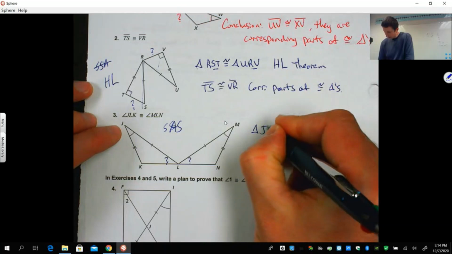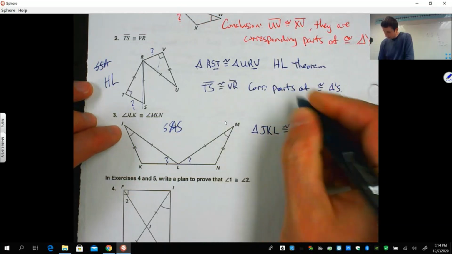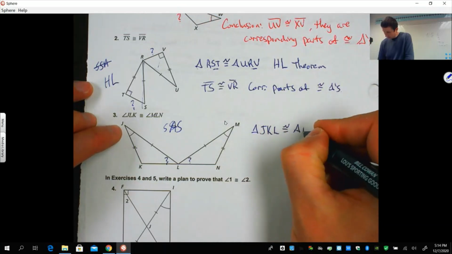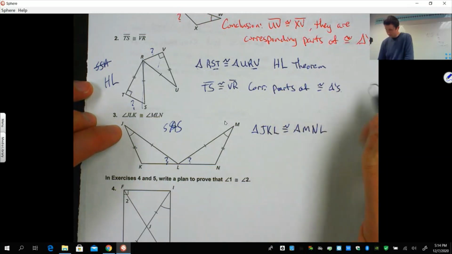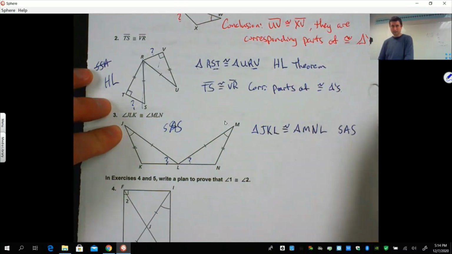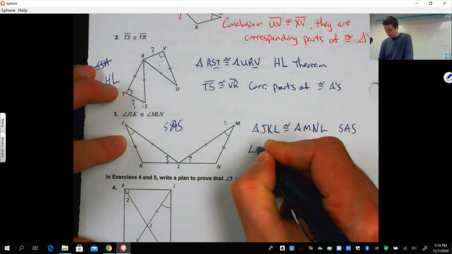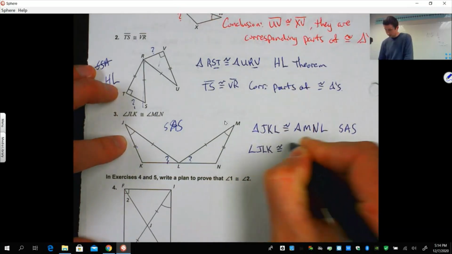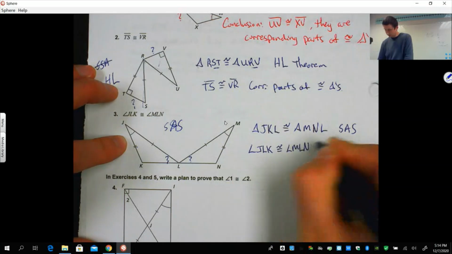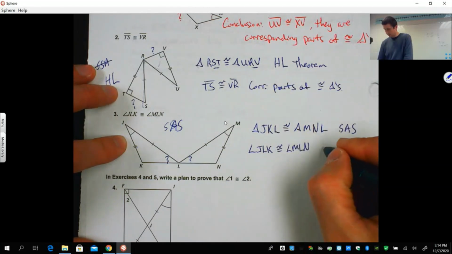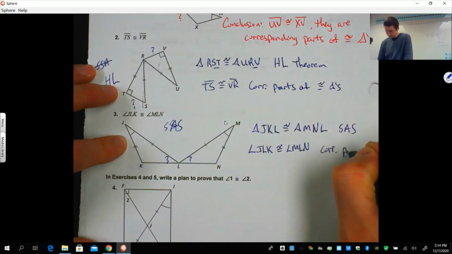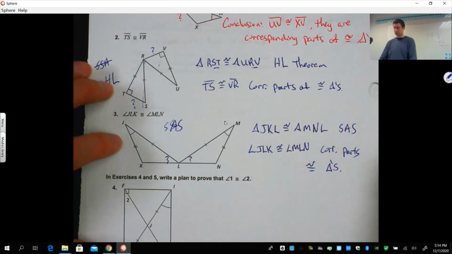So let's write our congruence theorem. Triangle JKL is congruent to triangle MNL by side, angle, side. And now you can write your given. Angle JLK is congruent to angle MLN, and that's corresponding parts of congruent triangles. There you go.